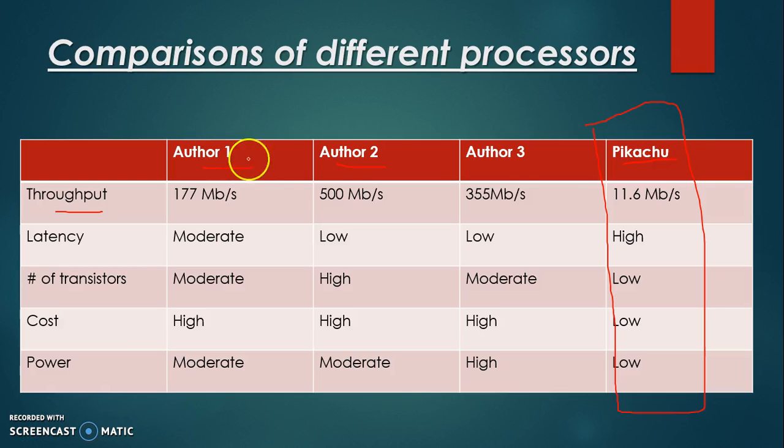Here I am comparing my processor along with the 3 other processors based on throughput, latency, number of transistors, cost and power. Although all the 3 processors have very high throughput and low latency, my Pikachu has a very low transistor count, cost as well as power. Hence you can say Pikachu is a low cost, low power processor with a reasonable throughput and latency.